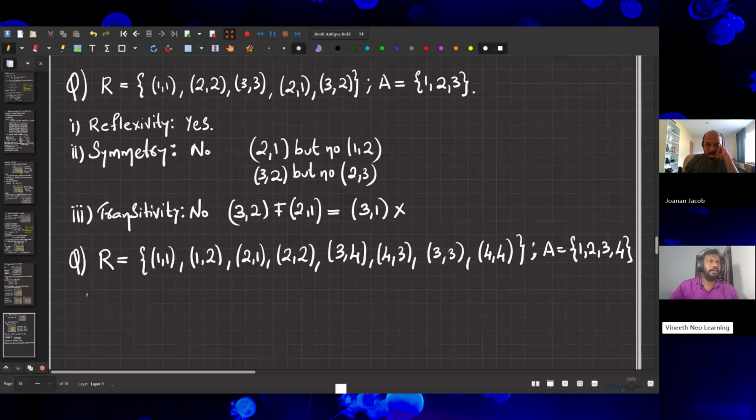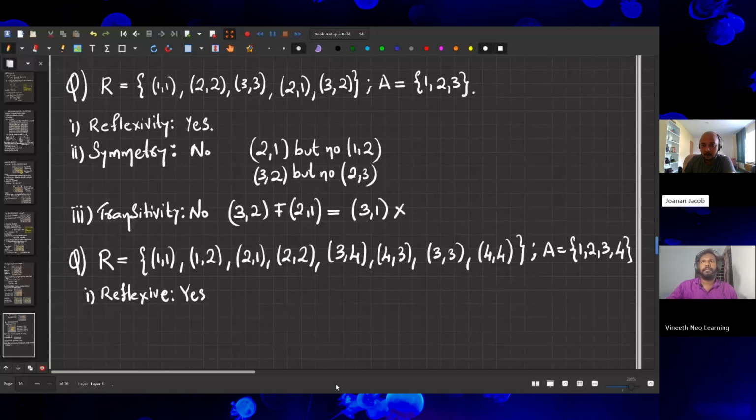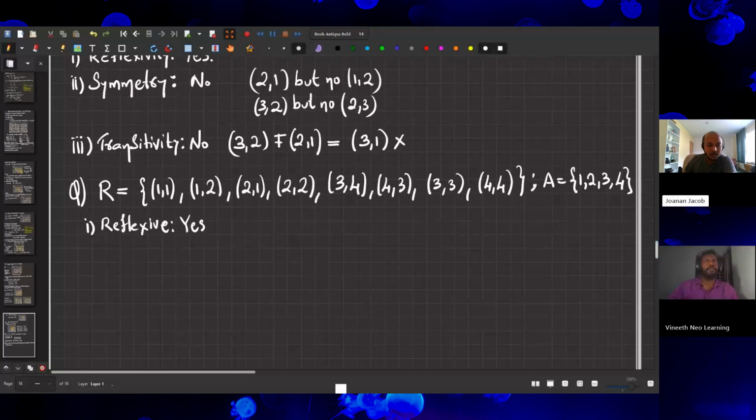First, let's check reflexivity. Yes, it is reflexive. Why? (1,1), (2,2), (3,3), (4,4): all diagonal elements are present.